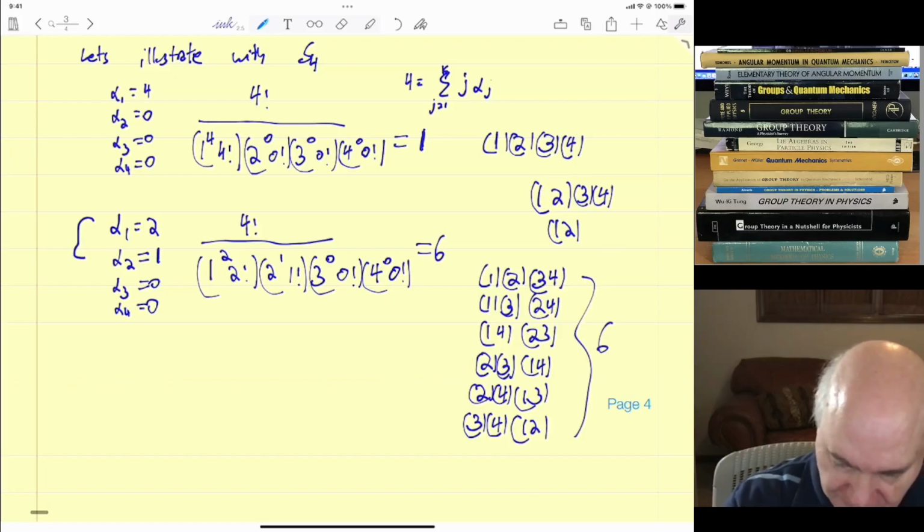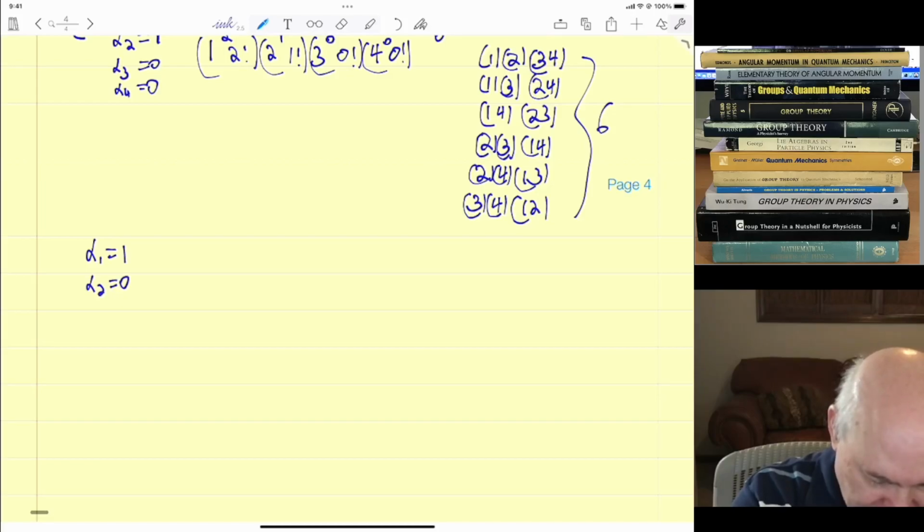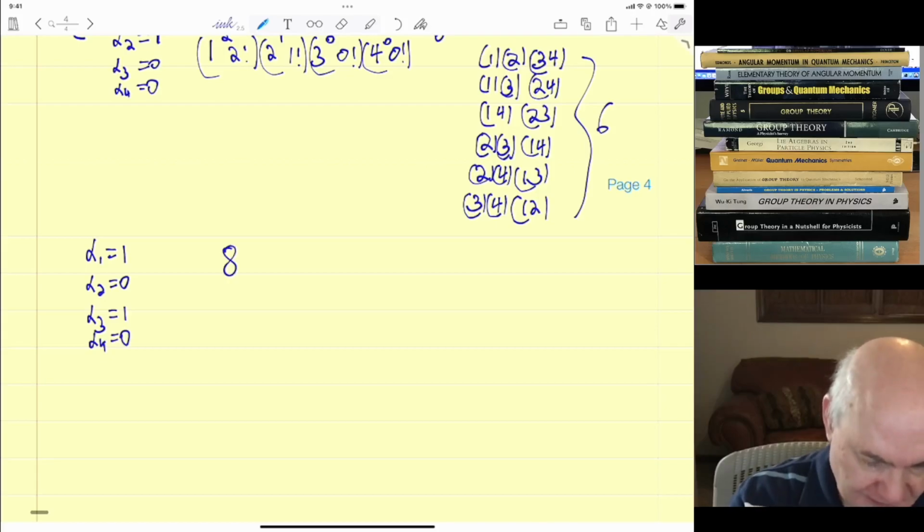They correspond to that. The next one would be alpha 1 equals 1, alpha 2 equals 0, alpha 3 equals 1, alpha 4 equals 0. The formula will give us 8, and these would be like 1 1 cycle and 1 3 cycle.